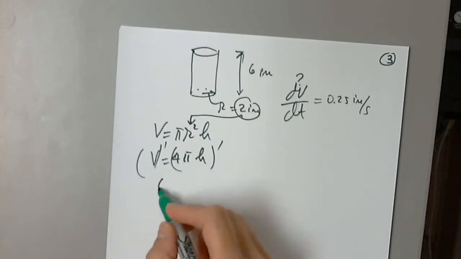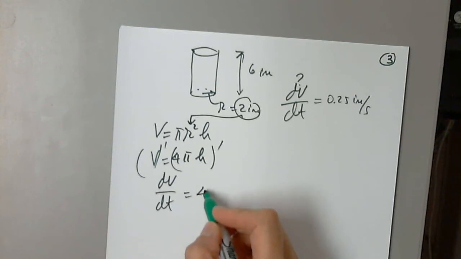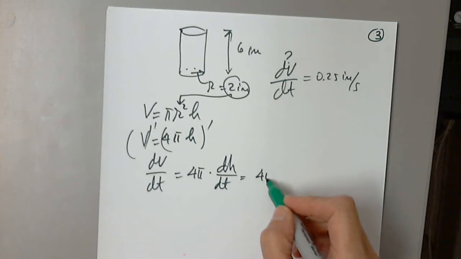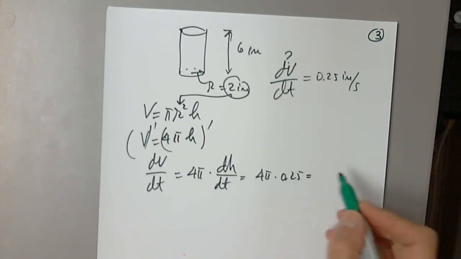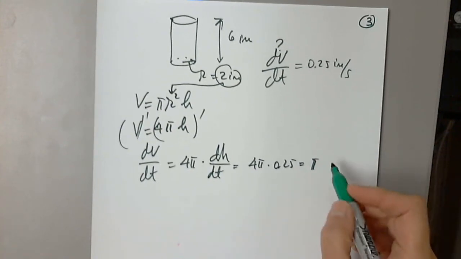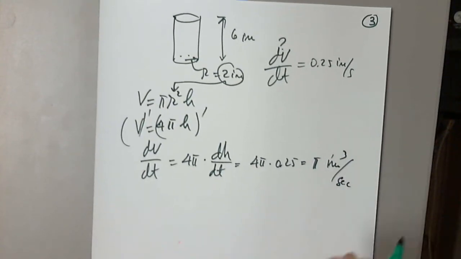Now we differentiate. dV over dt equals 4 pi times dH over dt. And you don't have to do anything, just multiply by 0.25, and you get pi. Measurement unit: inches cubed per second. Excellent. Perfect. Okay, I think we had enough of related rates for now. We'll go back to more, I promise. I would like to look at 3.10.